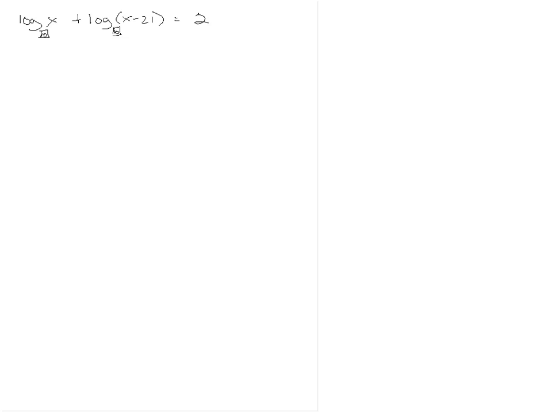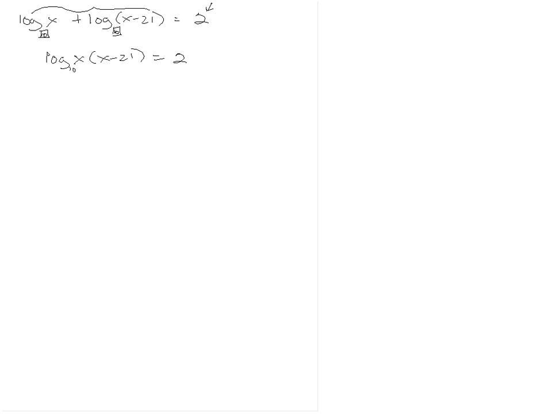Okay, so this is base 10, but I have logs on this side, but I don't have a log over here. And as it stands, I can't switch it out to an exponential because I have 2 logs. But can I condense them? Yes, I can. I can change this to log x times x minus 21 equals 2. Now remember, what did I say this base was? 10.